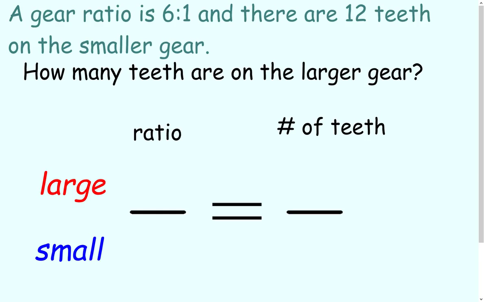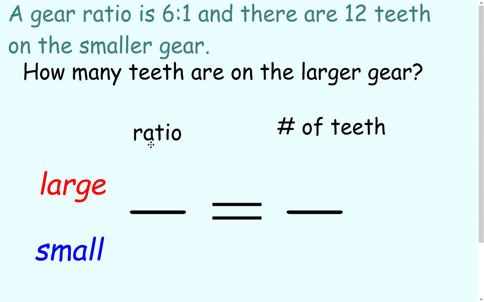Here's a problem where a gear ratio is 6 to 1 and there are 12 teeth on a smaller gear. How many teeth are there in the larger gear? You need to set up a ratio and then set up another ratio, and one ratio could be what the gear ratio is, and the other one could be what the number of teeth are. Set them equal to each other to create a proportion that you can solve.